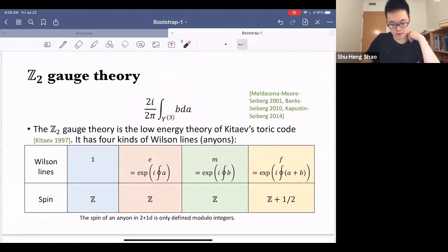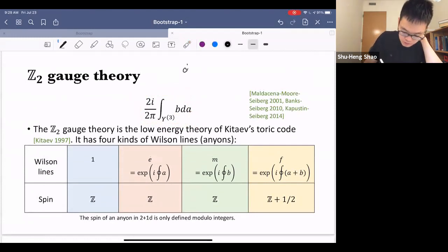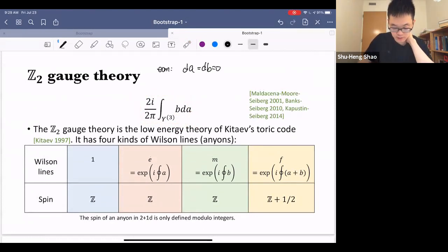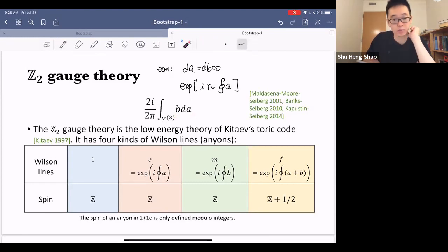There's no local operator in this theory because the equation of motion tells you dA equals dB equals 0. There are Wilson lines in this theory. Naively, you might think the Wilson lines can have an arbitrary integer. It has to be an integer because A and B are properly normalized U1 gauge fields, so they have properly quantized fluxes. But as it turns out, you can show that when n is even, this is a trivial operator.